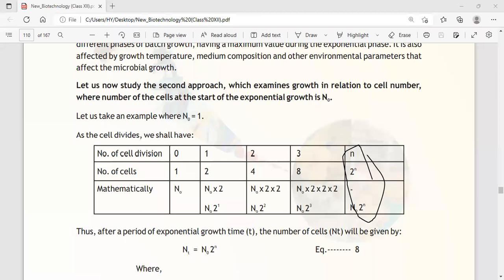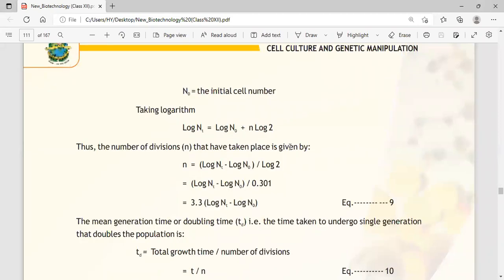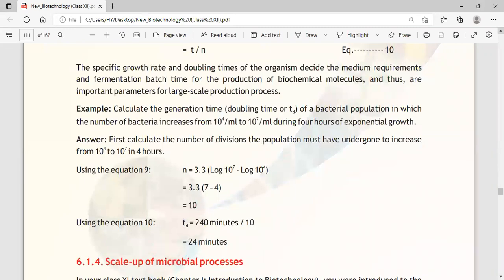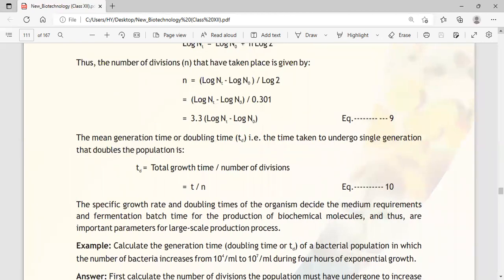And taking logarithm, जब हम इसका लॉगरिथम लेंगे तो log Nt is equal to log N0 plus n log 2, and thus the number of divisions n that have taken place, n is equal to (log Nt minus log N0) upon log 2. 1 upon log 2 की वैल्यू 0.301, and that will come 3.3 (log Nt minus log N0), and total growth time upon number of divisions, t by n, will give you the doubling time.